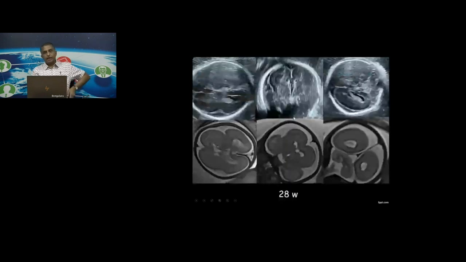Now, by 28 weeks, I'm showing you an array of pictures of ultrasound, fetal ultrasound lined up above, and the corresponding pictures of the same planes on MRI below. Now, at 28 weeks, I need to see a lot of sulcation and gyration which has occurred. Now, this is an axial image. What sense do I make out of it?